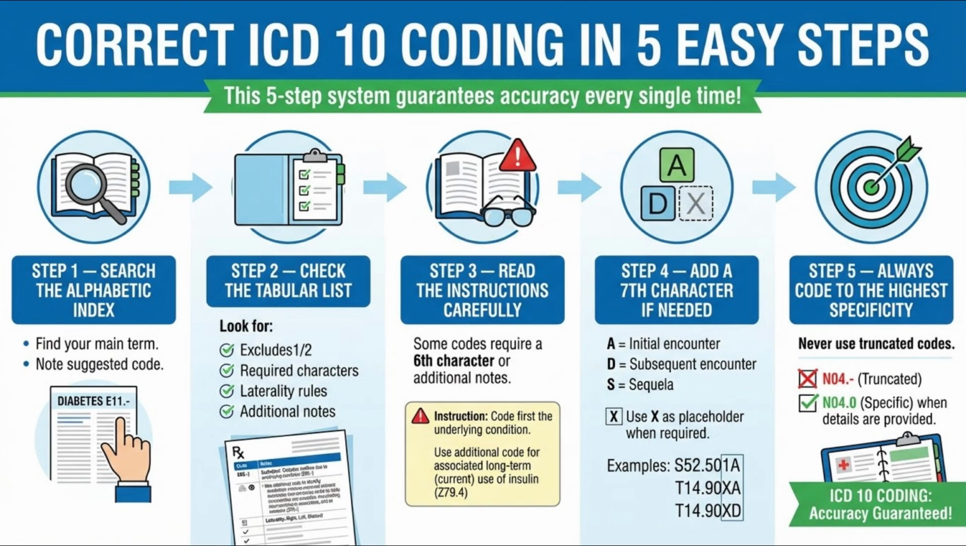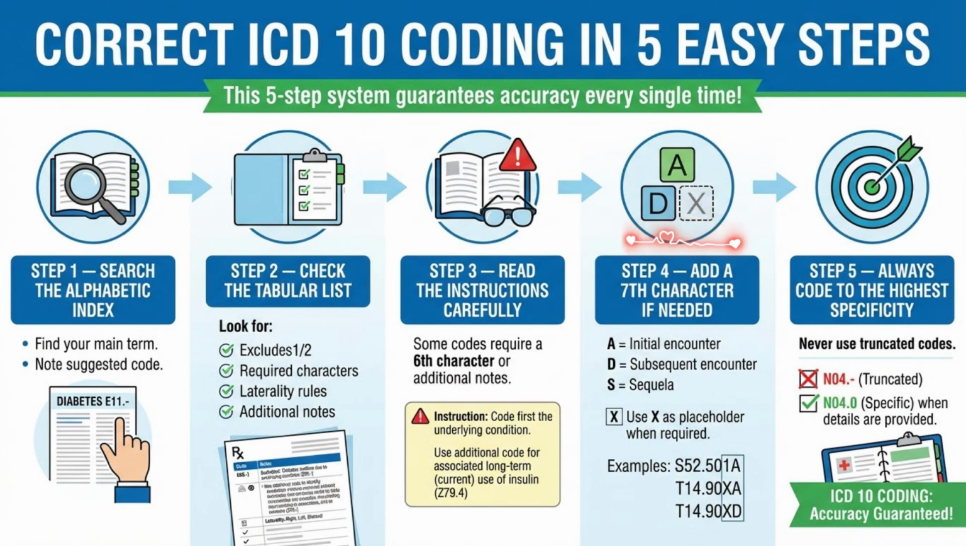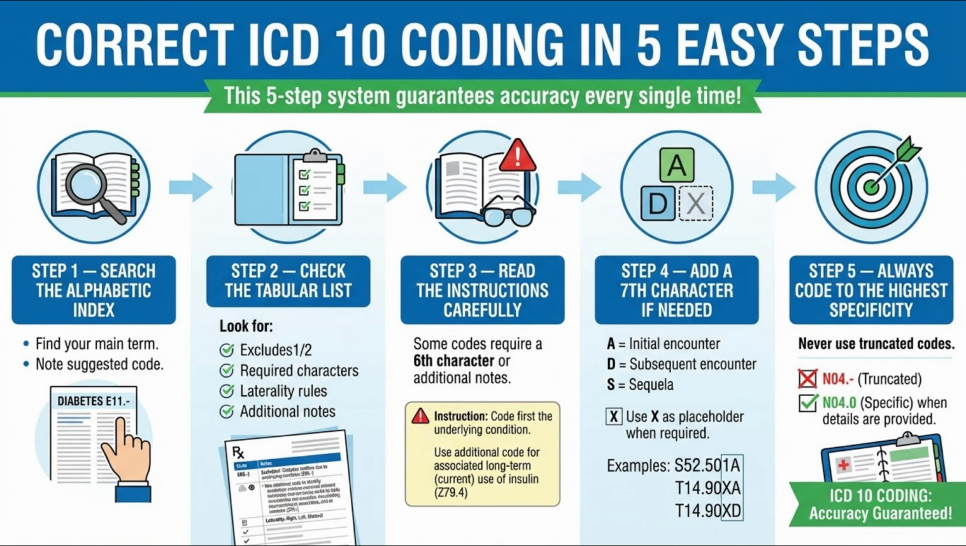Step 4. Add a 7th character if needed. The following characters are used for 7th place. A, initial encounter. D, subsequent encounter. S, sequela encounter. Use X as a placeholder when required. Step 5. Always code to the highest specificity. Never use truncated codes. Example, N04 must be coded as N04.0 when details are provided. This 5-step system guarantees accuracy every single time.